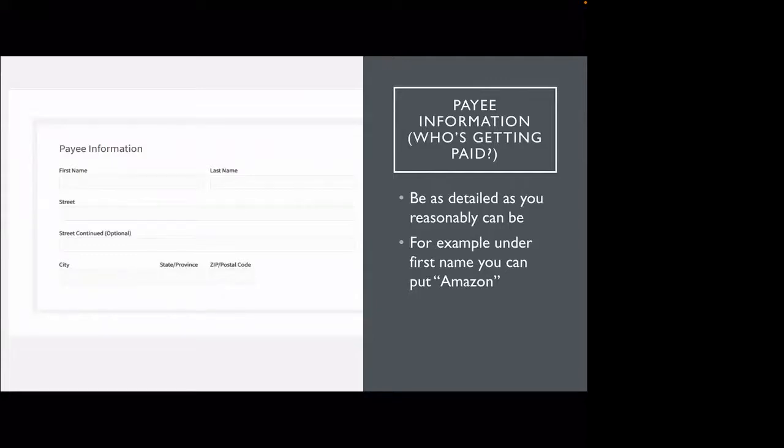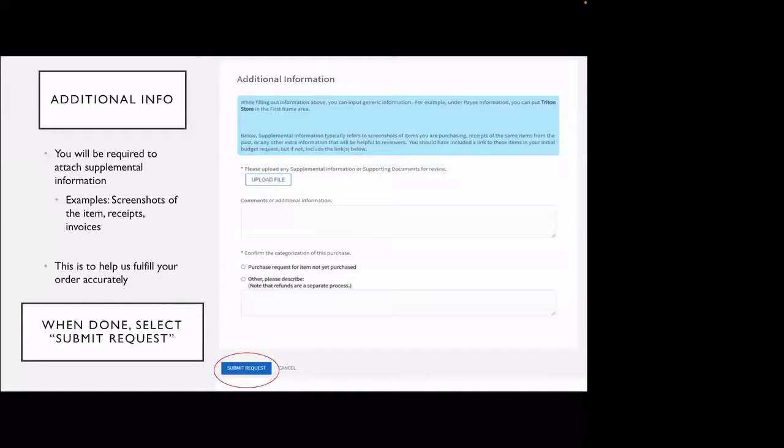Then there's additional info, where you will be required to attach supplemental information. And that's why we try to get it out of the way early on in the budget request section, so you have it for later, because you're going to need it regardless. And this is so we accurately know what you want to order.